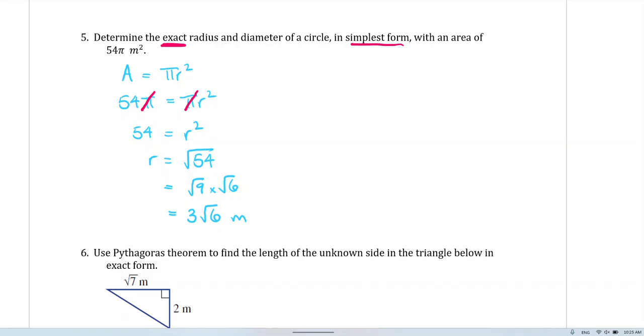But just to be thorough, we have to go back to our question. The question said determine the exact radius and diameter. So the radius is 3 root 6 meters, and the diameter would be twice as big as that. So twice as big as 3 root 6 is 6 root 6 meters. Okay, that would be a challenging type of question, that one.